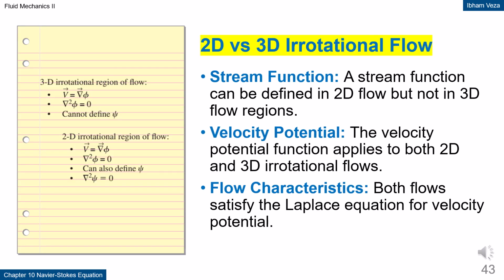2D versus 3D irrotational flow. In two-dimensional flow, a stream function can be clearly defined to describe the flow field. In three-dimensional flow, a stream function cannot be defined in a general way. However, the velocity potential function can still be used for both two-dimensional and three-dimensional flows as long as the flow is irrotational. Both still satisfy the Laplace equation. This difference is important in choosing the appropriate analysis method.